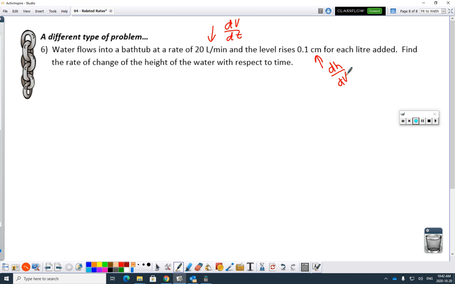And they want dH/dt. Really hard. I need an equation that relates dH/dt, dV/dt, and dH/dV.